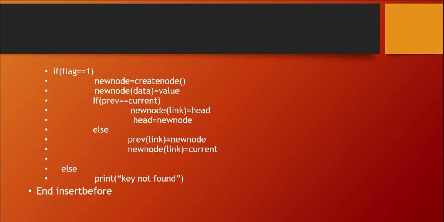And if previous equal to current, new node of link equal to head and head equal to new node. Else previous of link equal to new node and new node of link equal to current. So here the value is inserted as we specified before, the key value given by us. And else if flag not equal to 1, then print key not found because we couldn't find the key element, and insert before operation ends here.